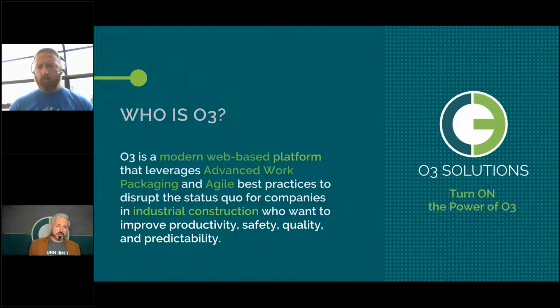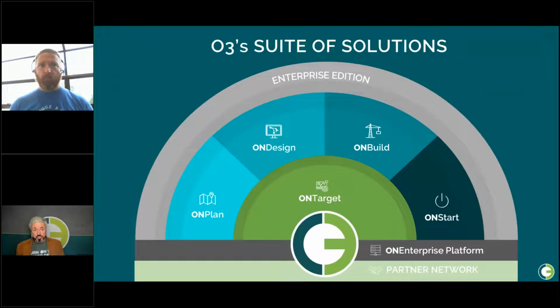So with that safety moment, we'll move into a little bit about who O3 is. O3 is a modern web-based platform that's built specifically around advanced work packaging and agile best practices for the industrial construction space. Not a technology that was built pre-AWP and then wants to convert to being an AWP tool, but built from the ground up to support these practices across the entire project lifecycle. We do have a solution set that covers all the phases of the project, from the front end planning with On Plan all the way through commissioning and startup with On Start.